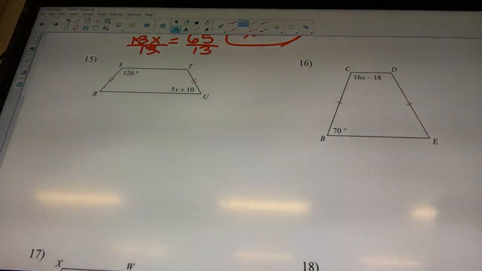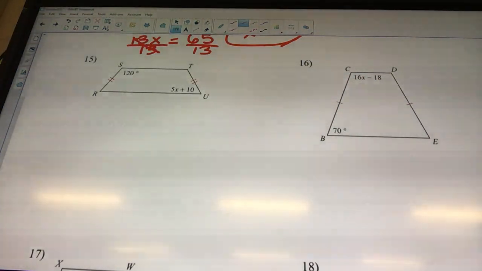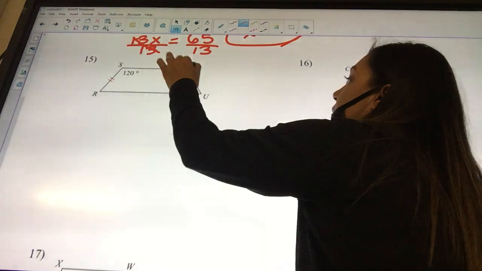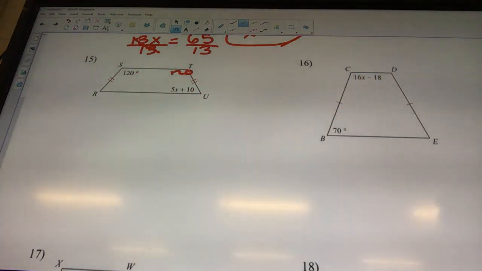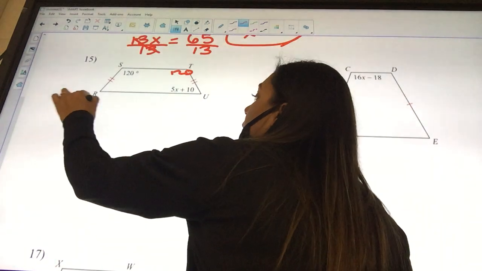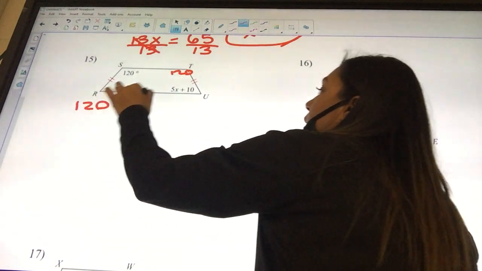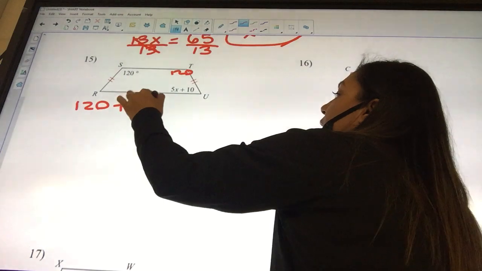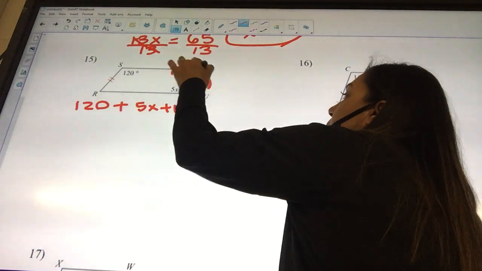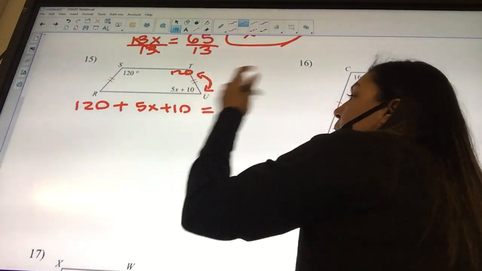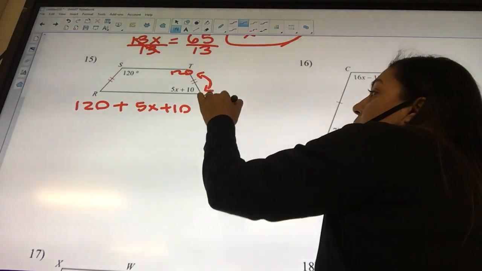Okay, look at 15. We know one of them is 120. What's the other one that's 120? T. Okay, and then how do we set this up? 120 plus 5x plus 10. We're putting both of these together, and they add up to equal what? 180.